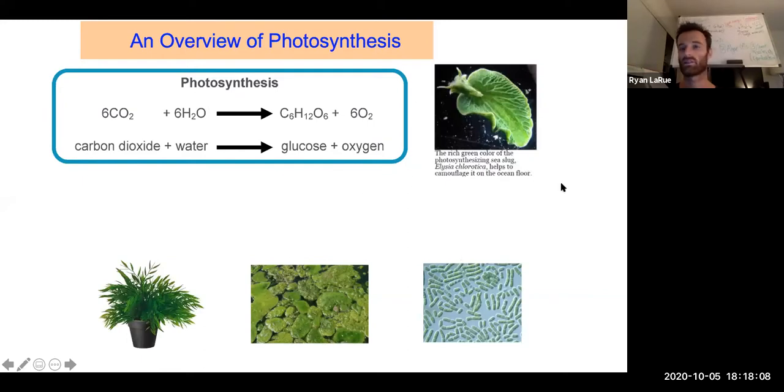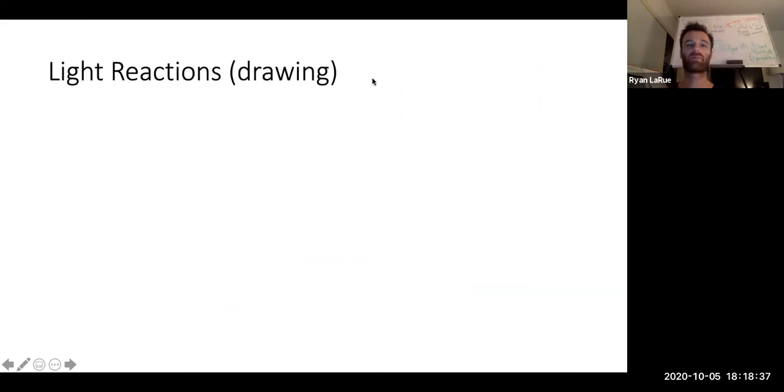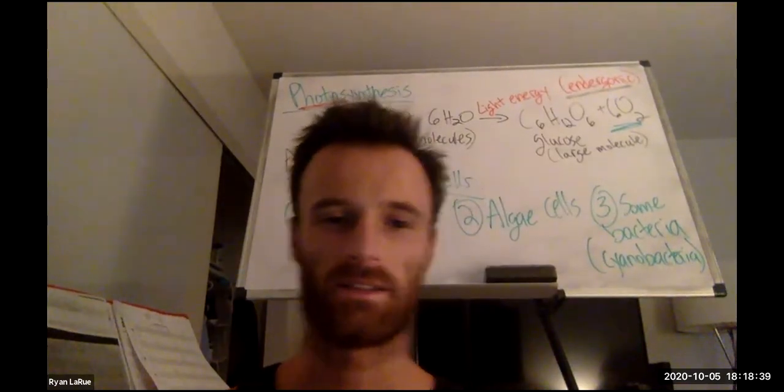Oh, this is cool. I just included this. It's a sea slug, but it's actually not photosynthesizing. It's a symbiotic relationship, and it's covered in algae. And the algae photosynthesizes sugar and creates sugars, glucose, which the sea slug eats. So it's pretty neat. Anyways, light reactions. First stage, thylakoids. Let's do it.